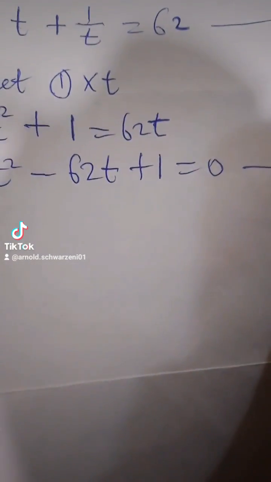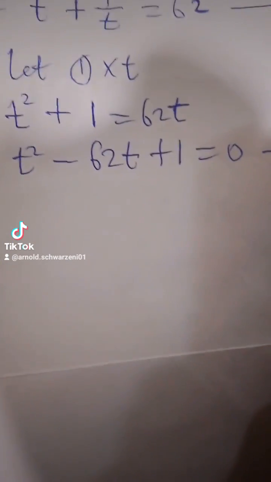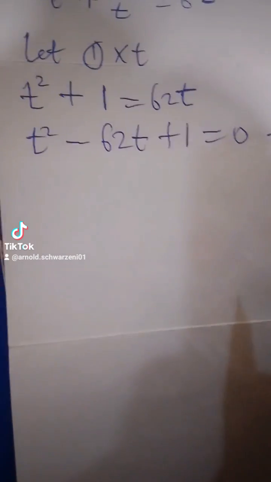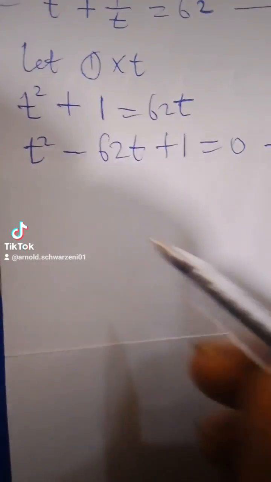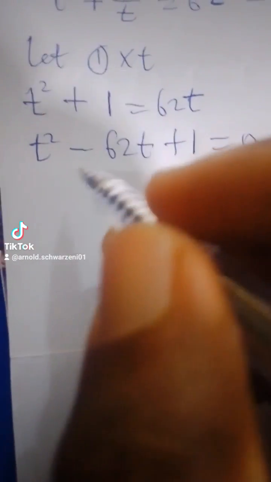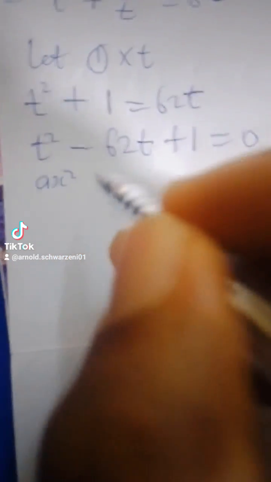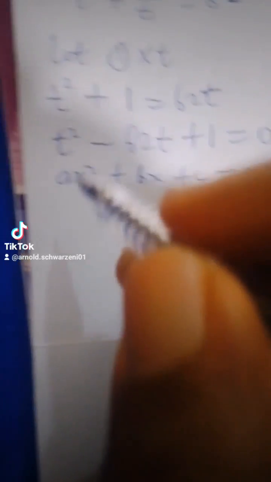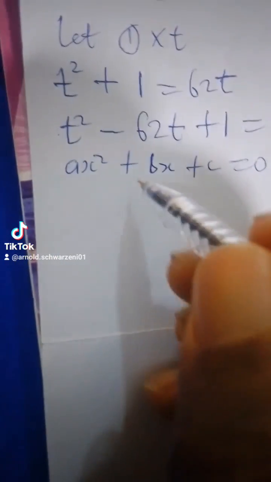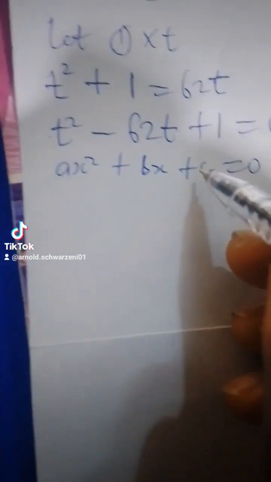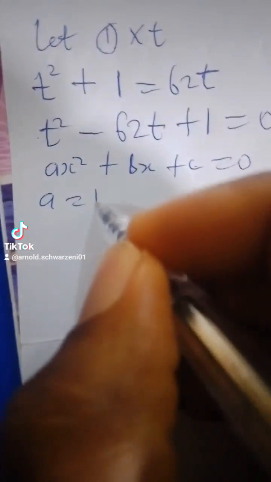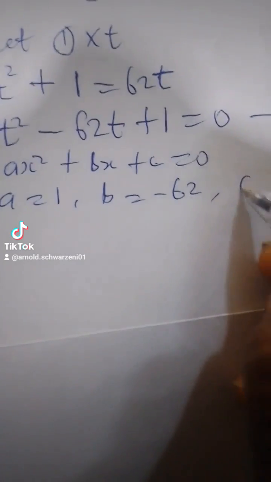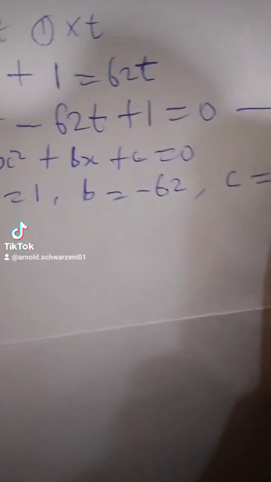So we now have equation 2, and equation 2 is a quadratic equation. When you compare this quadratic equation with the general form of a quadratic, you know that the general form is a t squared plus b t plus c equal to 0. So here our a is 1, our b is minus 62, and our c is 1.